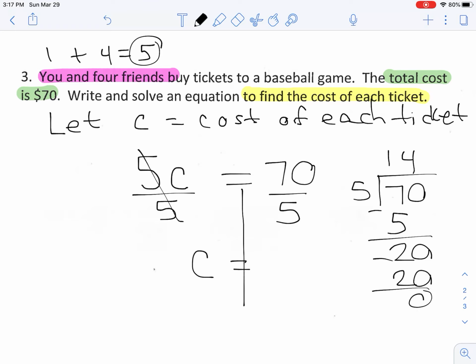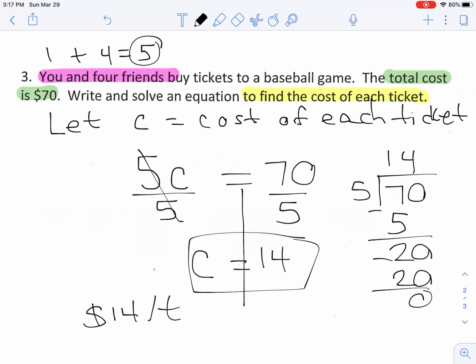All right, so now I have determined the cost equaled $14. $14 per ticket. So let's check our math and make sure that that works. Is 14 times 5 equal to 70?